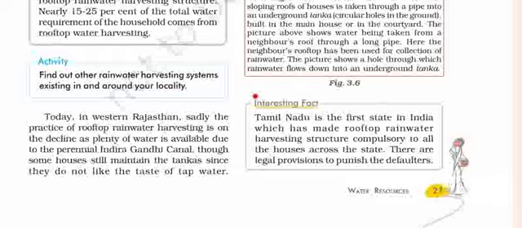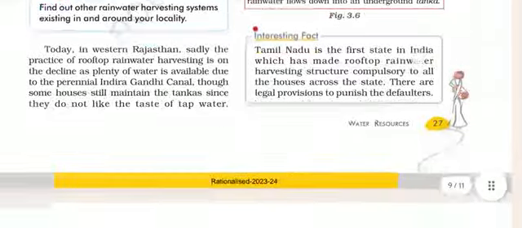Tamil Nadu is the first state in India which has made rooftop rainwater harvesting structures compulsory for all the houses across the state. There are legal provisions to punish the defaulters.